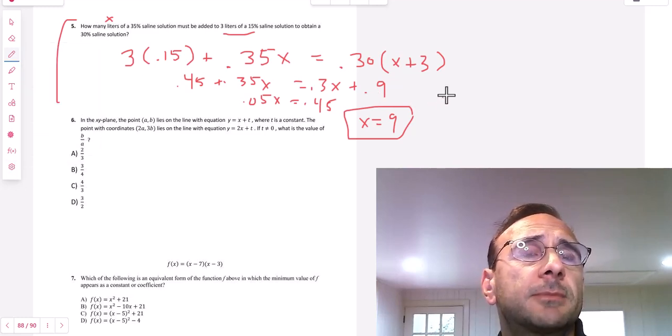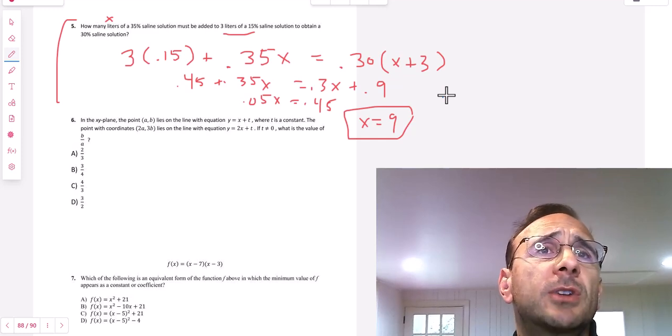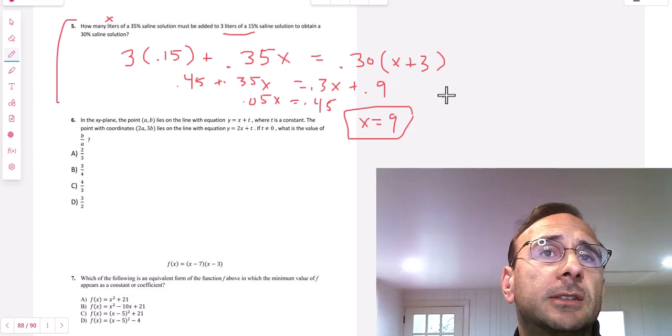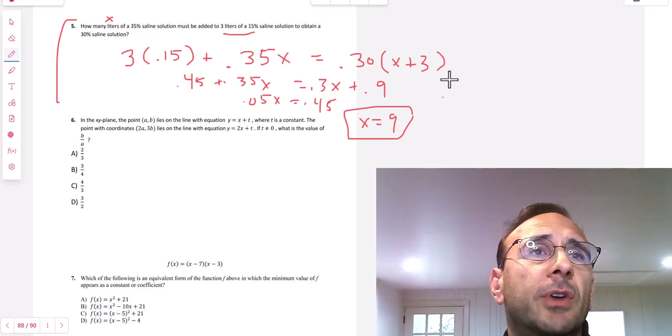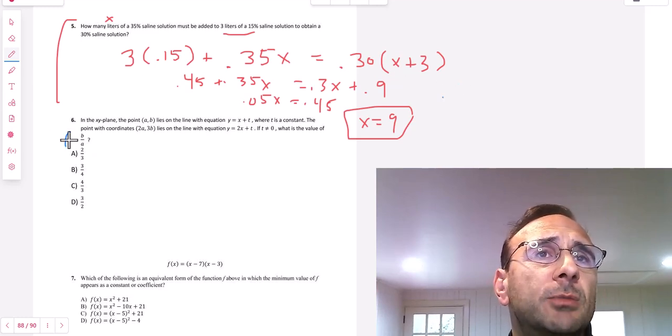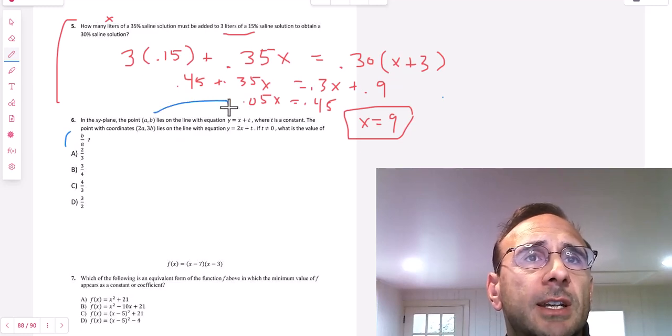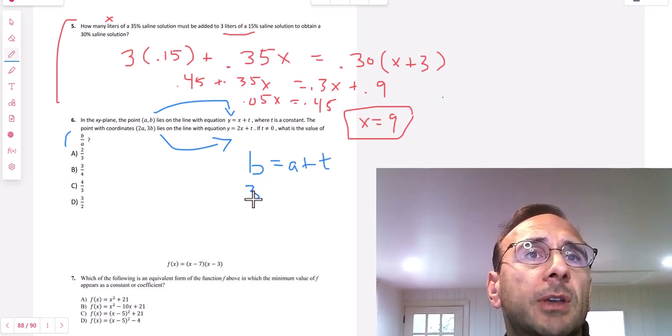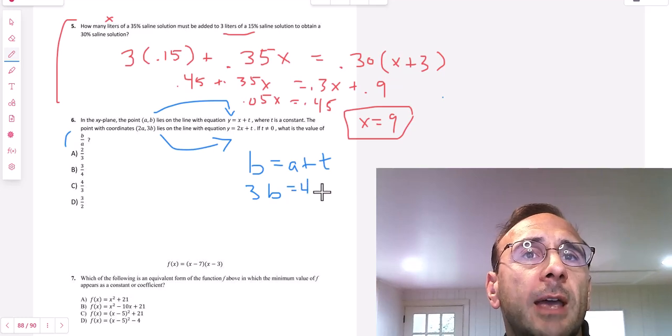Number 6, this point is on this line. This other point is on this other line. What's the value of b over a? So we understand 92% of the test is substitution. When in doubt, you want to substitute in the point. So the first equation becomes, oops, not y. It becomes b equals a plus t. The second equation becomes 3b equals 4a plus t.